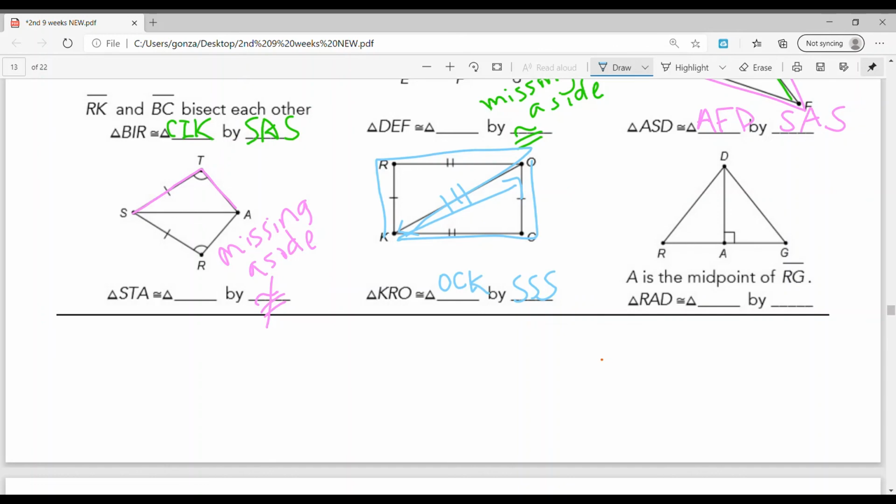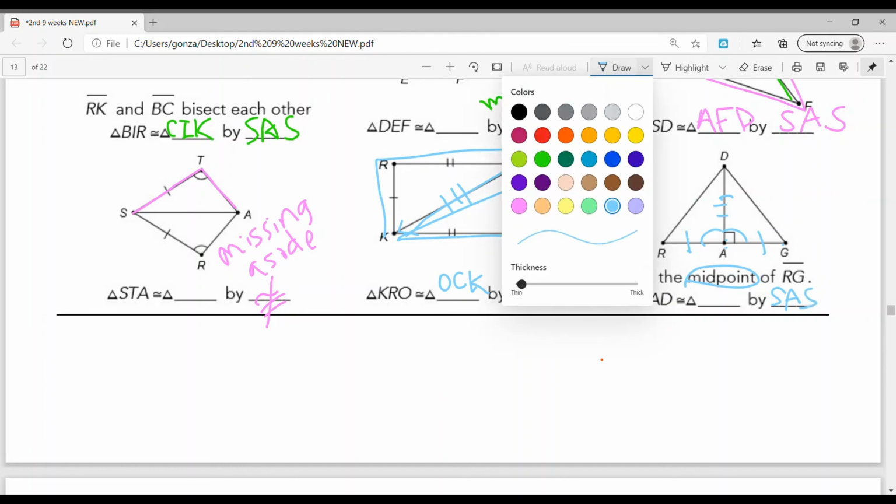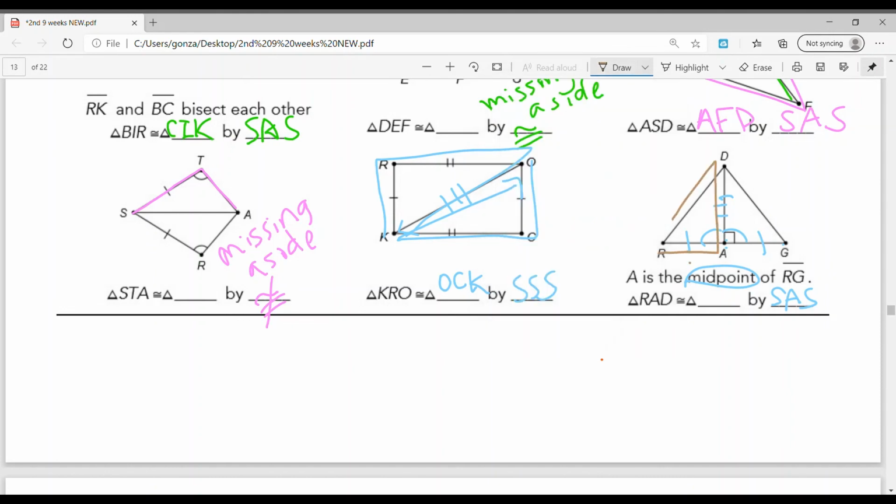All right, and the last example, A is the midpoint of RG. So midpoint makes segments equivalent. And I know that these are both right angles, and they share a side, so that's your second segment. So side, angle, side. Now you need to look at the order. Let's pick a different color. I went triangle RAD, so that means I'm going to pick triangle GAD. So this is GAD.